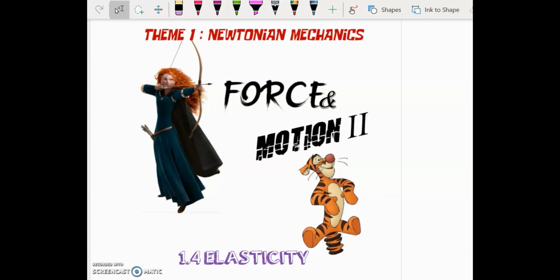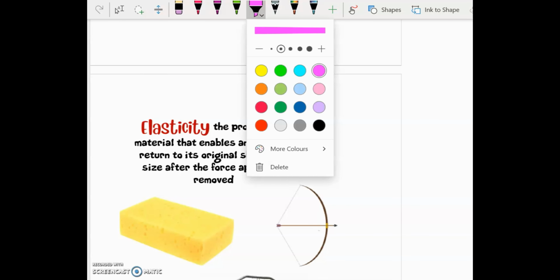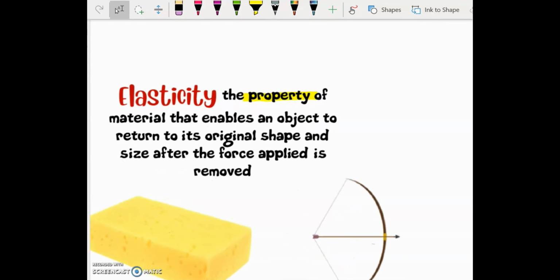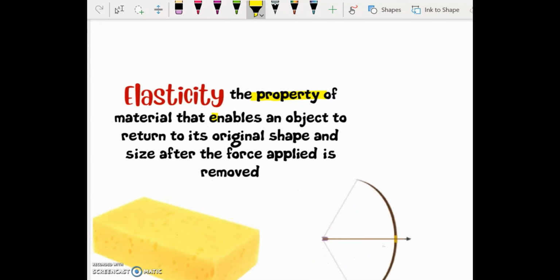Hi, so this is the last subtopic of chapter 1, which is 1.4, elasticity. Okay, so elasticity, by definition, is the property or the ability of a material that enables the object to return to its original shape and size after the force applied to it is removed.